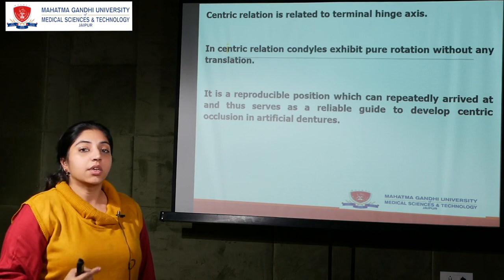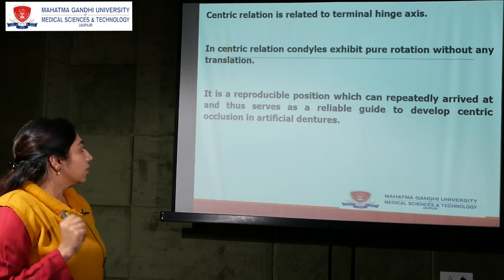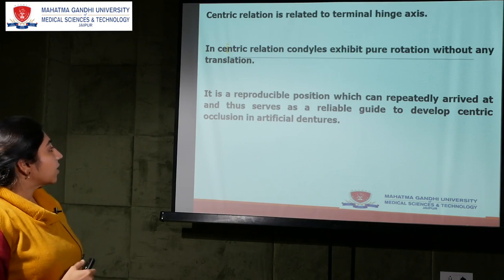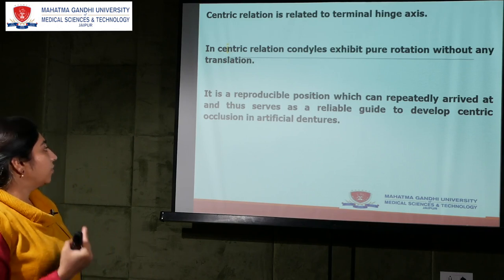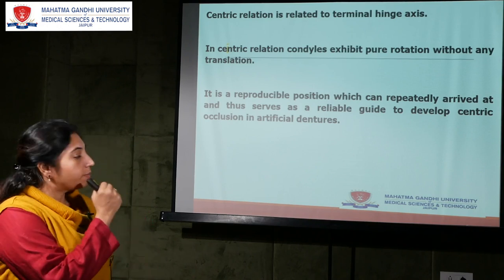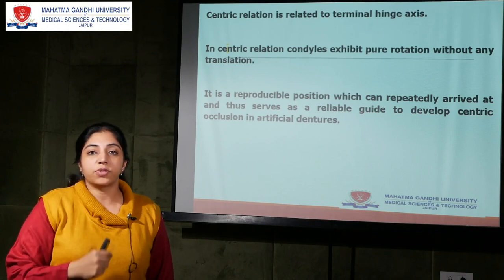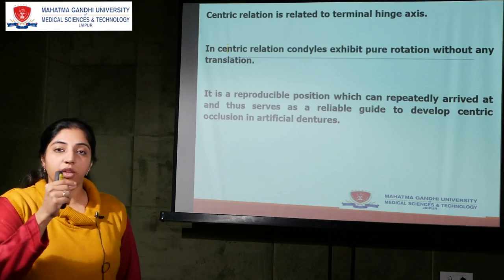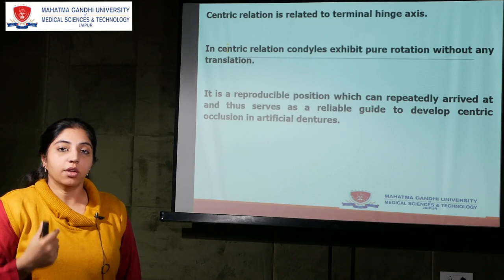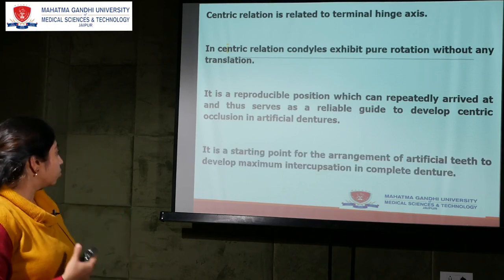You can arrive at it repeatedly provided all other factors remain the same, and thus it serves as a reliable guide to develop the centric occlusion in artificial dentures. We use this particular property because it is repeatable, because it is reproducible. We use this property to develop occlusion in centric relation. We will try and understand this in greater detail in the future slides.